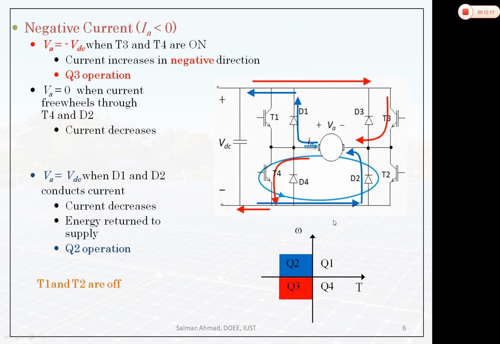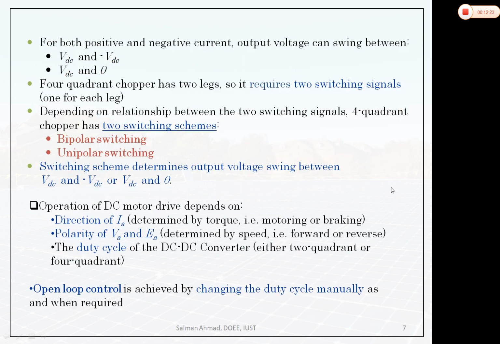The blue line you can see here represents quadrant 2 operation. The red line was represented with the quadrant 3 operation. You can read these discussions here. For both positive and negative current, output voltage can swing between plus VDC and minus VDC or plus VDC and 0. The 4 quadrant chopper has 2 legs, so it requires 2 switching signals. The other 2 switching signals will be complementary, so you have to take one NOT gate to give the other 2 switches' signals.